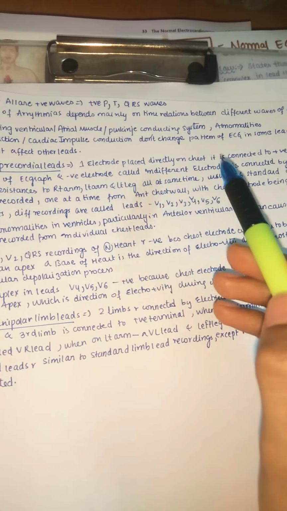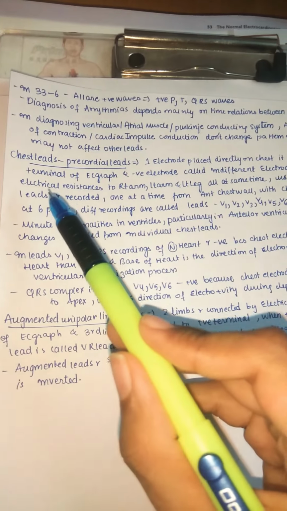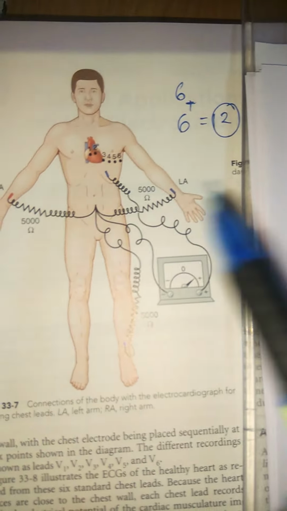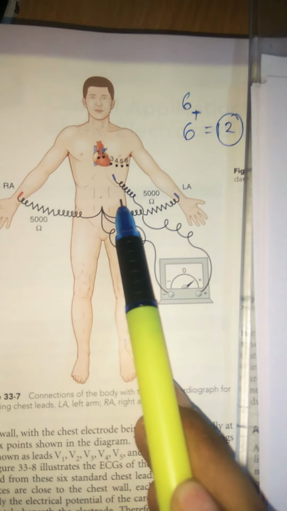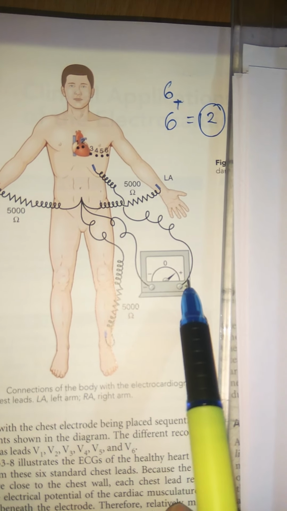So let us see what those are. One electrode is placed directly on the chest. It is connected to the positive terminal of the electrocardiograph. So you can see we are talking about this lead. One electrode is directly placed on the chest and connected to the positive terminal of the electrocardiograph.